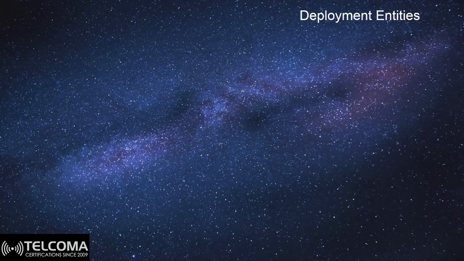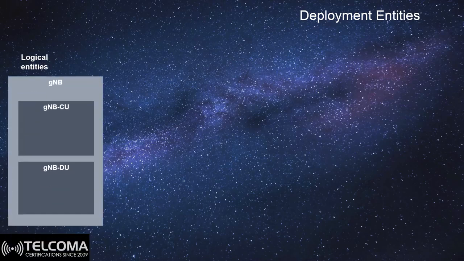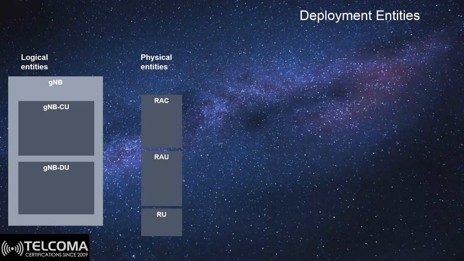Talking about the deployment itself of the GNodeB. So now what we have introduced is the theoretical part of the GNodeB, how the new concepts are being introduced. So it's a new logical entities which is composed of the central unit and the distributed unit. But from the physical entities, Nokia is dividing this into 3 parts: RAC, or the radio access cloud, radio access unit, and radio unit.